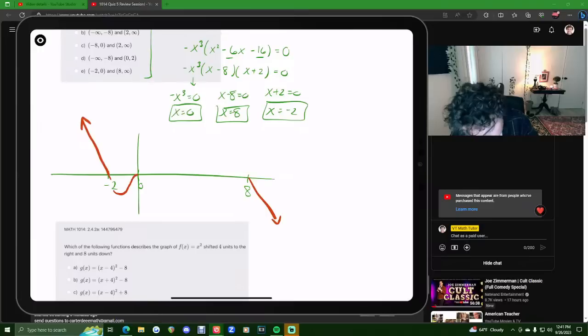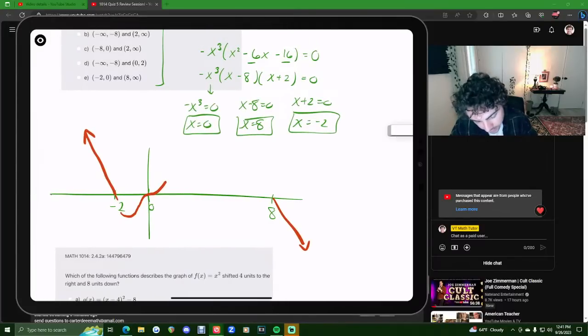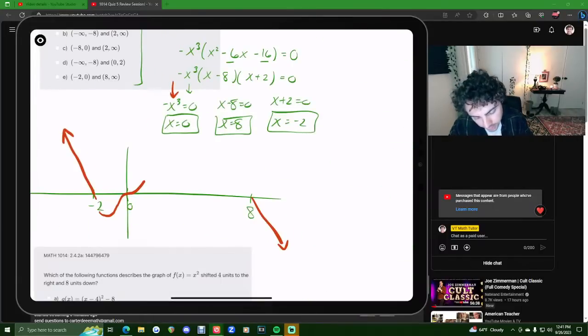Something random to mention about 0 is that it's going to be passing through the x-axis at 0, but it's going to be passing through in sort of a squiggle or a cubic-like manner instead of just passing straight through, and that's on account of the x being cubed there.